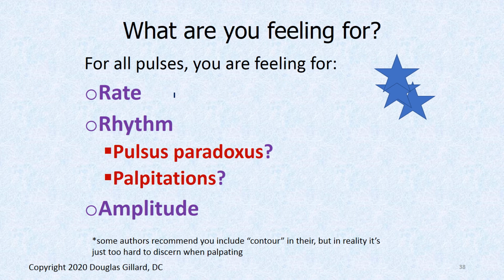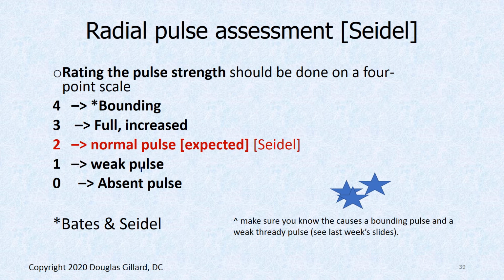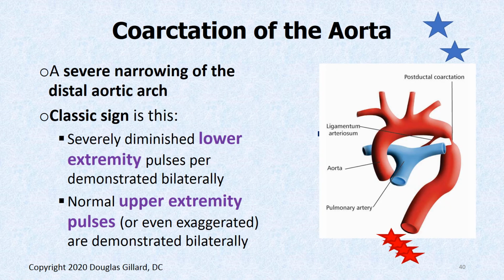Well, you're feeling for the rate, the rhythm. We talked about pulsus paradoxus and palpitations, how they can change the rhythm of the pulse, and the amplitude. Amplitude we measured on this 5-point scale here. You should definitely know what causes a bounding pulse. What causes a weak or thready pulse is the AK for that. And we talked about those things last week, so you can look there.